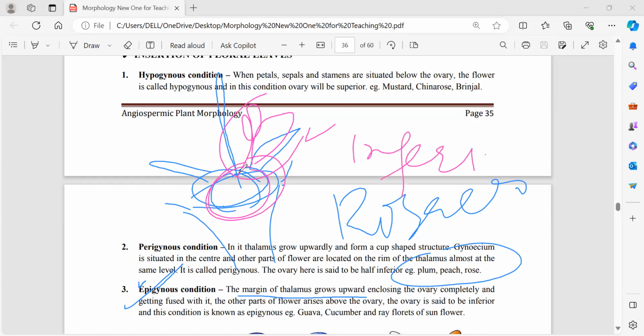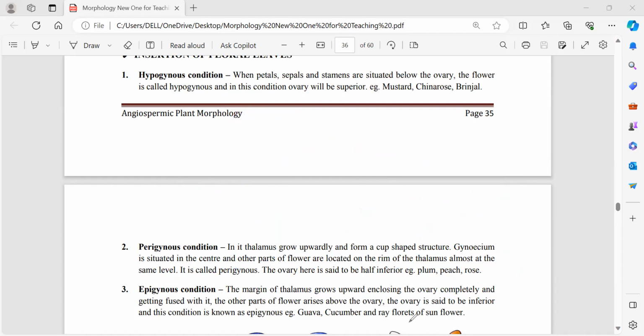The level of the ovary is below the other parts of the flower. So here the ovary is inferior and other parts of the flower are superior. While writing the taxonomic description in floral formula, we write a capital G with a bar above it. So ovary is below all other parts of the flower.